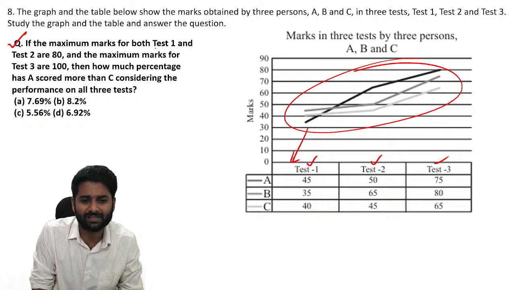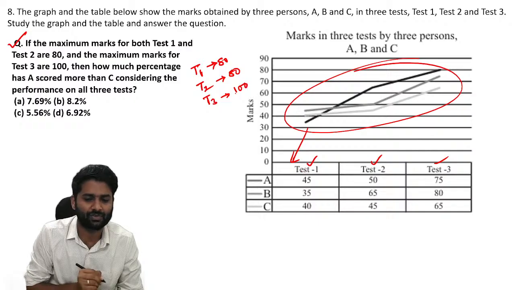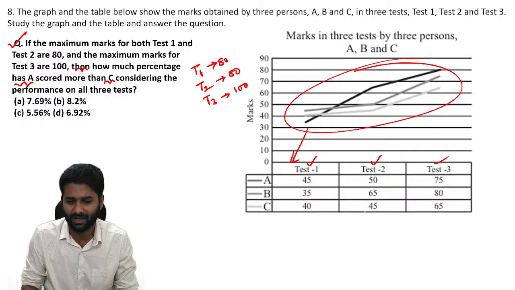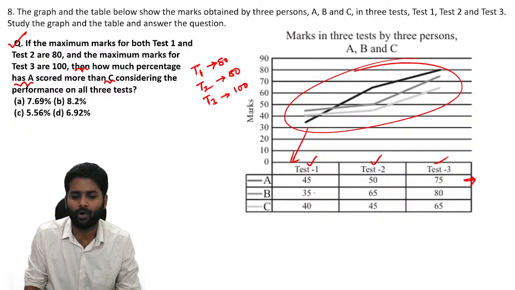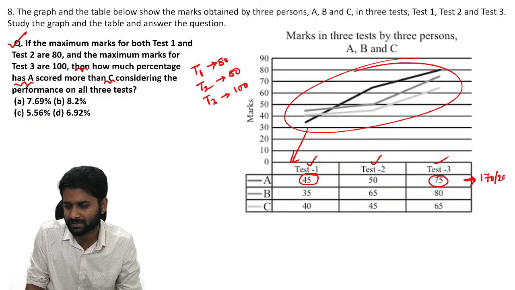The maximum marks of both test 1 and test 2 is 80. So test 1 maximum is 80, test 2 is 80, and test 3 is 100. So those are the maximum marks. Then by what percentage did A score more than C considering the performance of all the three tests? So we have to identify that. Now, if you go through the sum of the scores of all three tests, 45 plus 75 is 120, 120 plus 50 is 170. So 170 out of 260.